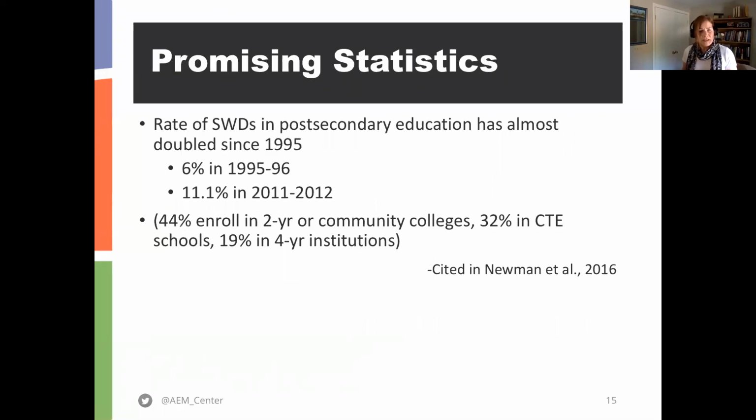There are some promising statistics, however. The rate of students with disabilities in post-secondary has almost doubled since 1995, and that may coincide or correlate with the 1990 reauthorization of the Education for All Handicapped Children Act, which became IDEA in 1990. But it's almost doubled. In 1995 to 96, it was 6%, and in the 2011-2012 academic year, it was a little over 11%.